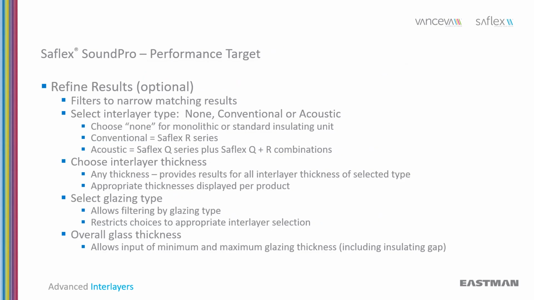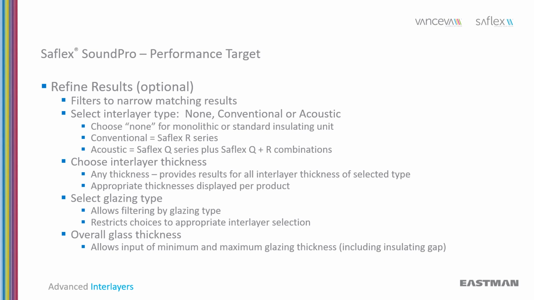So what if there's too many results? There is an option to refine your results. You can apply filters to narrow the matching results that have come up. Select the inner layer type, choosing no inner layer, conventional inner layer, or acoustic. If you choose none, you'll see monolithic or standard insulating units. If you choose the conventional inner layer, that is the Saflex R series material. If you choose acoustic inner layer, that is the Saflex Q series material. You will also see a combination of Saflex Q and R when you select Saflex Acoustic.